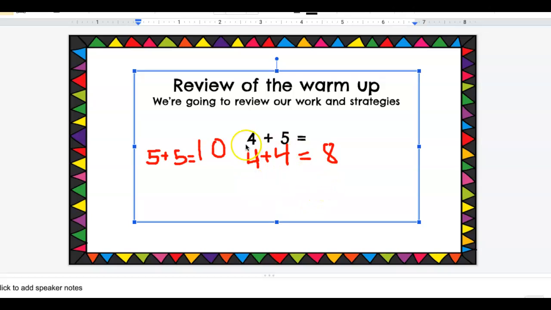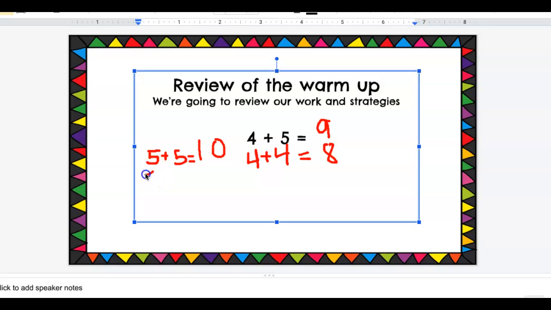If I'm trying to solve 4 plus 5, and I know 4 plus 4 is 8, then I can say that 4 plus 5 must be 1 more than 8, because 5 is 1 more than 4. So we must have 1 more than 8 right here, because 4 plus 4 is 8, plus 1 more is 9. Now let's say I'm going right with my 5 plus 5, because I know 5 plus 5 is 10.